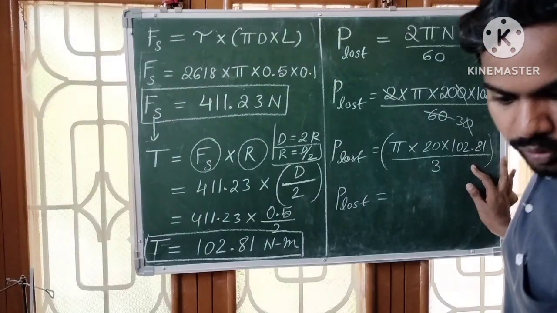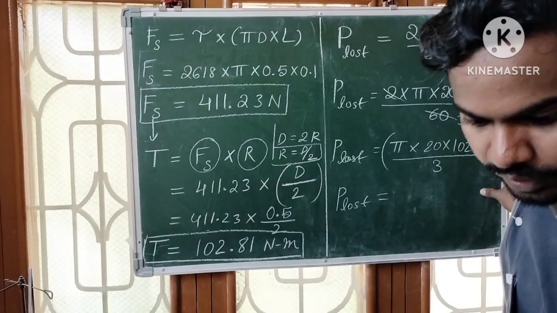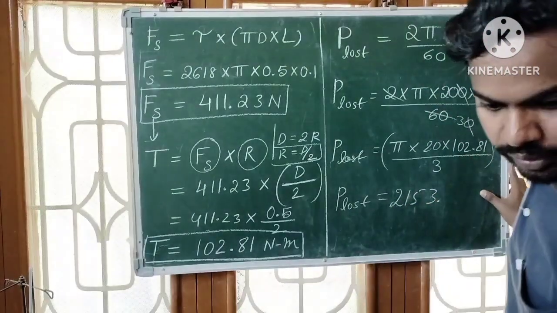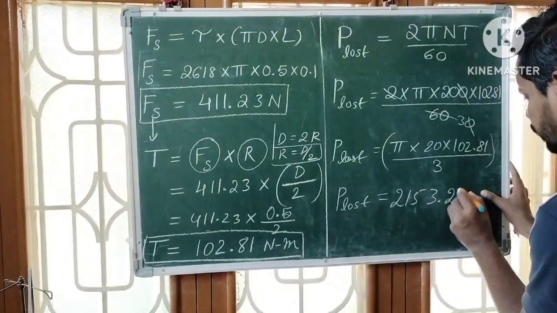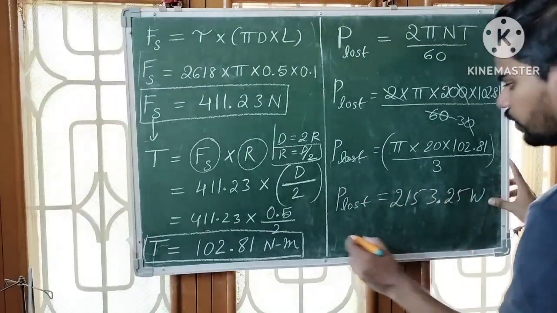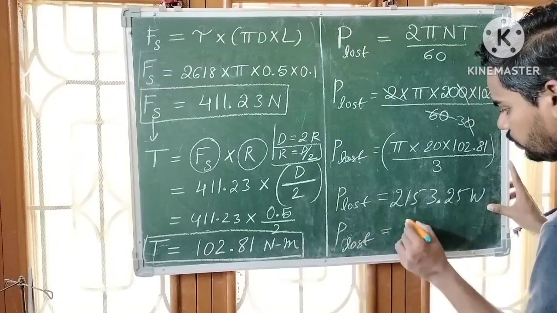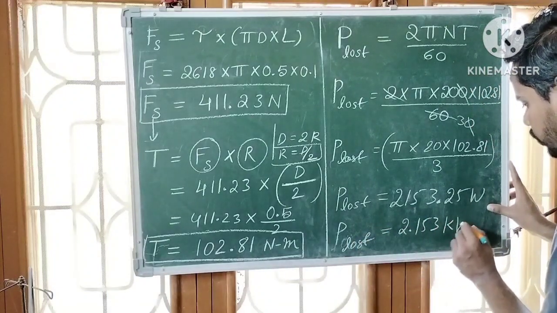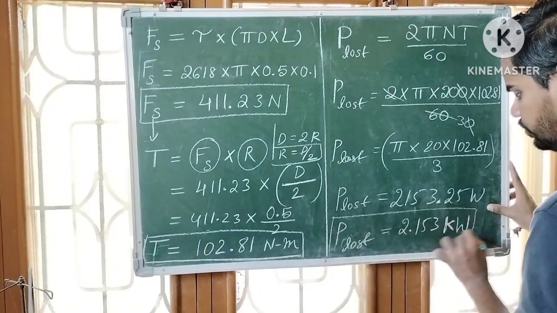You will get approximately, here I got 2153.25 watts. This much power is lost in the oil due to viscosity. So the power loss in kilowatts is 2.153 kilowatts. Okay.